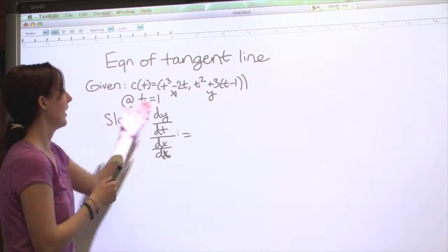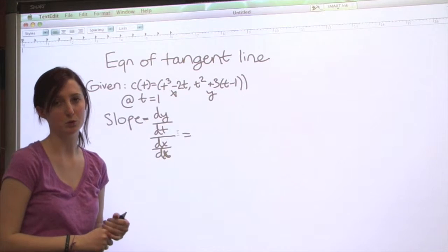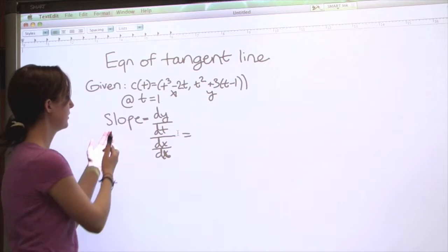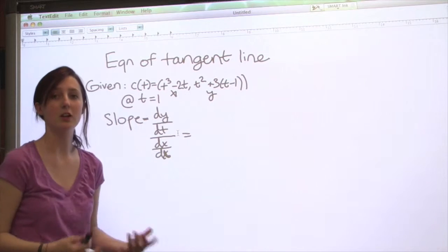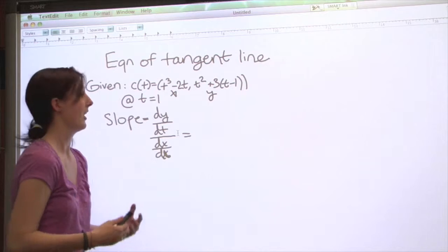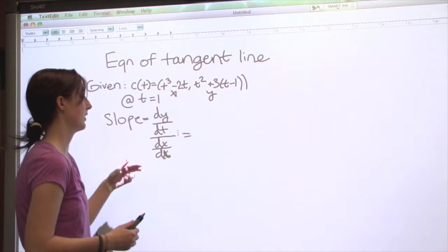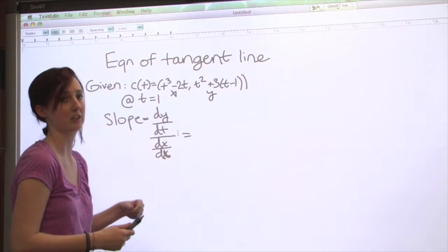Now we're given x and y equations, and we're asked to find the tangent line at t equals 1. So our first step is to find the slope. Another way to say slope is change in y over change in x. And another way to say that is take the derivative of y with respect to t and the derivative of x with respect to t.